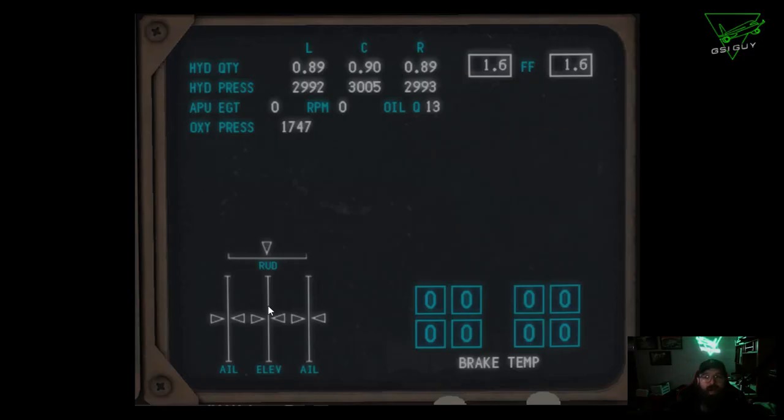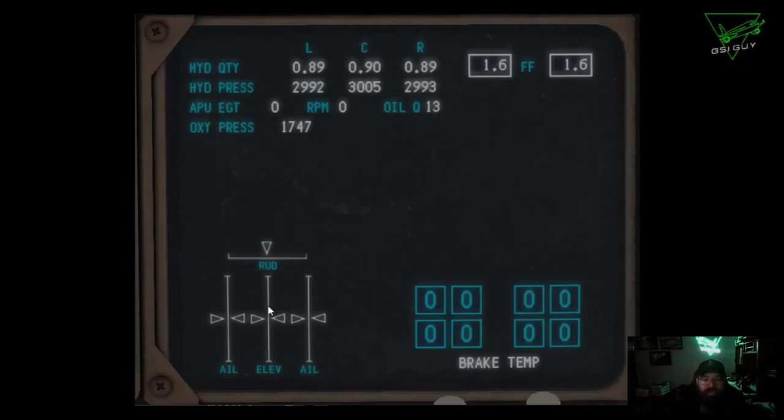But not every airplane will have the hydraulic pressure. Not every airplane will have the oil quantity for the APU or the RPM. Some of them just have EGT. Some of them, there is no hydraulic pressure. The brake temperature monitor at the bottom right-hand corner, those don't always exist either. Okay?